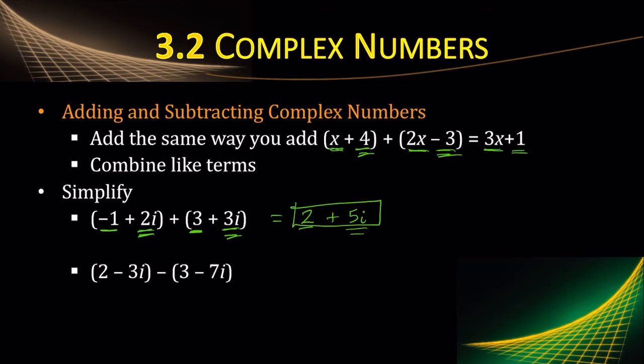Let's try another one, this time subtracting. Let's start with the real parts. 2 minus 3 is -1. And then I have -3i minus a negative. Oh, minus a negative is like a plus. So I have -3i plus 7i. -3 plus 7 is 4i.